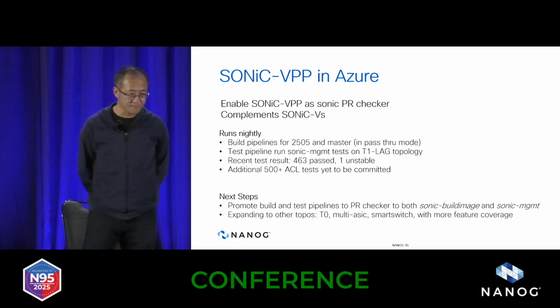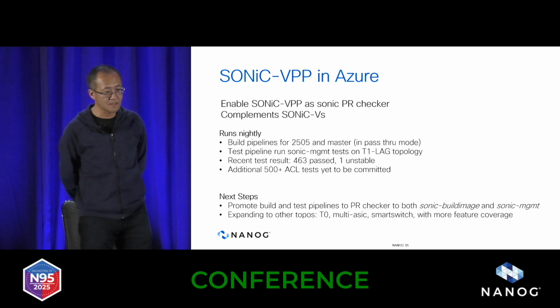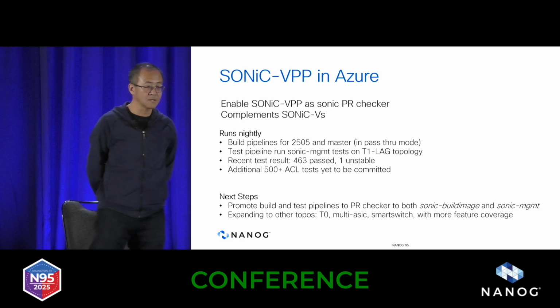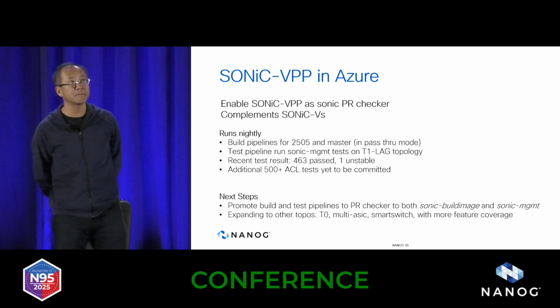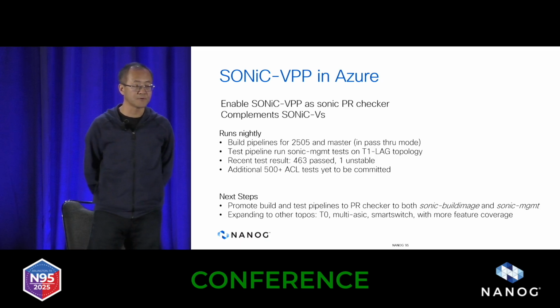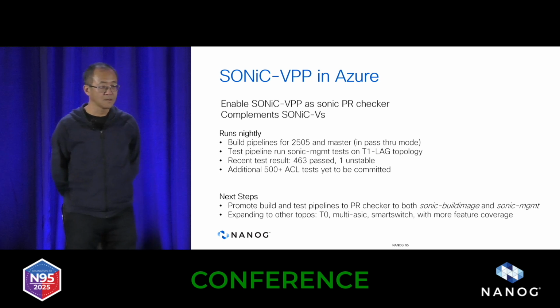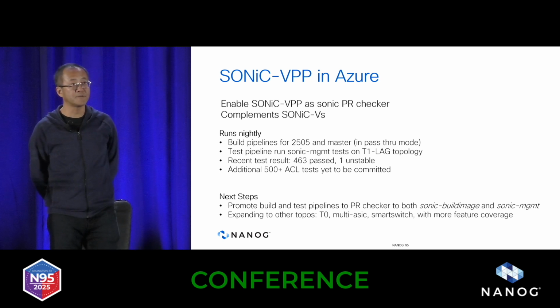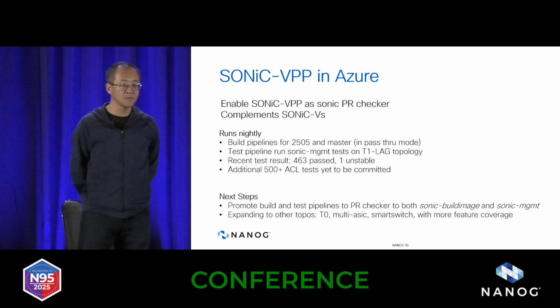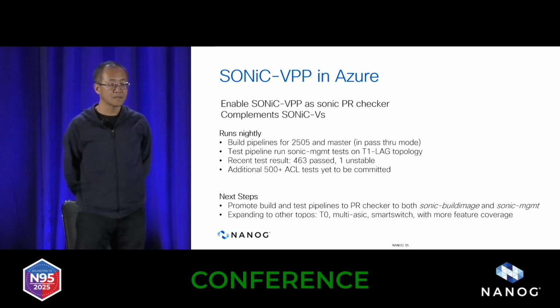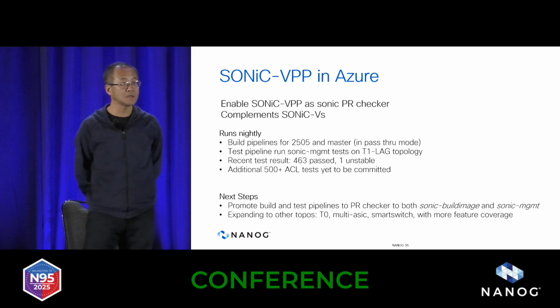Currently, SONiC VPP still runs nightly. We have 2 pipelines for build, one for the 202505 branch and the other for the master branch. And we also have a test pipeline that runs SONiC-Mgmt tests on a T1-lag topology. And the recent test result is we got 460 passed and 1 failure.